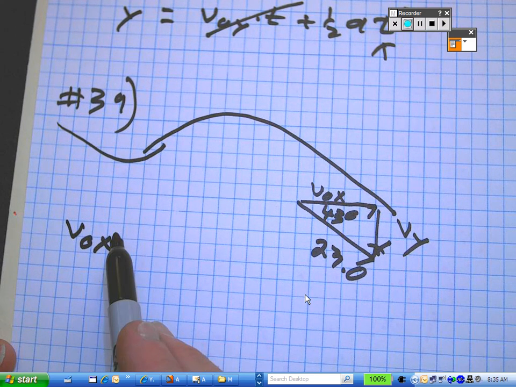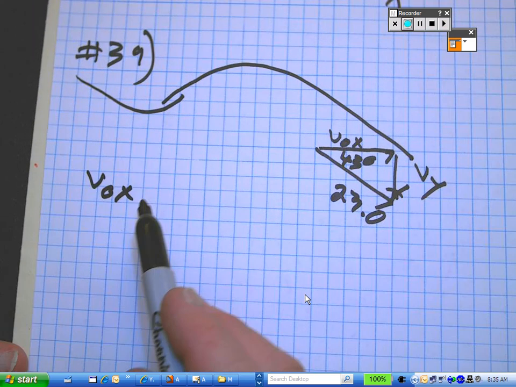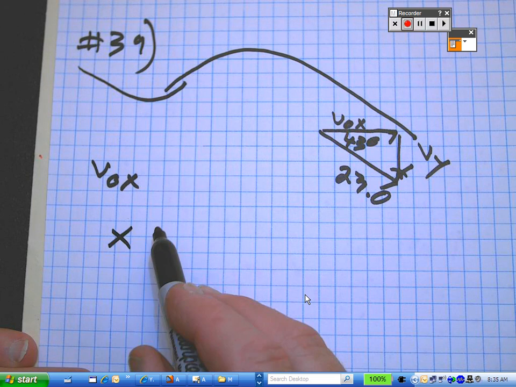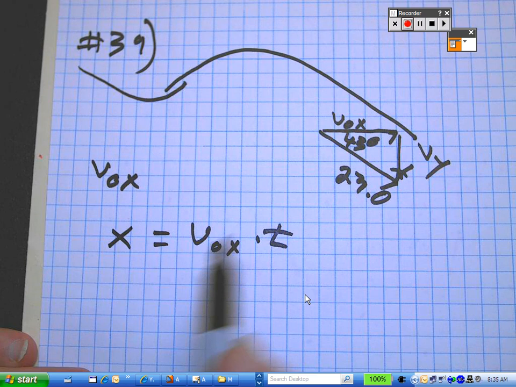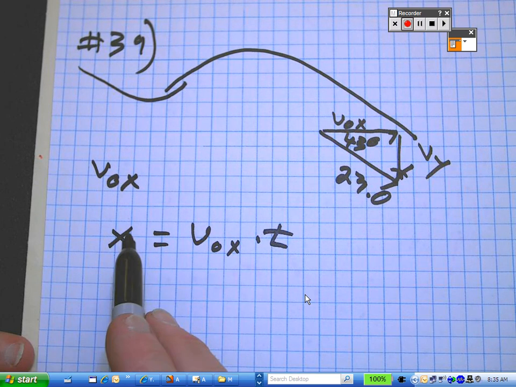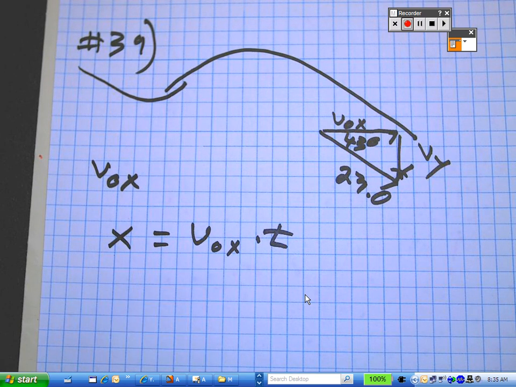And one of our most important formulas regarding V0x is that x, the distance you travel horizontally, is V0x times t. Notice we know this. I've given you some good hints. I think maybe you could tackle that yourself.